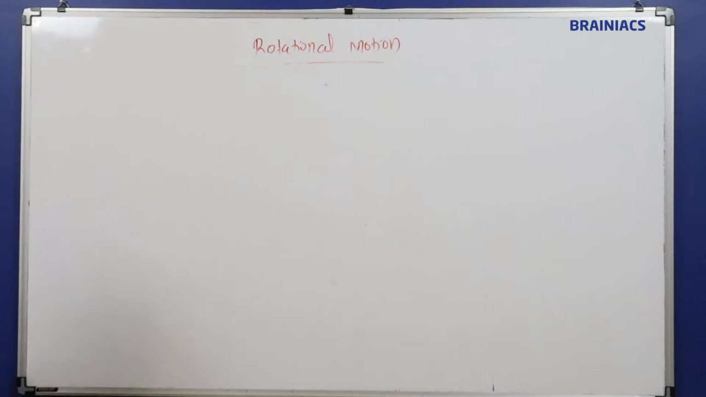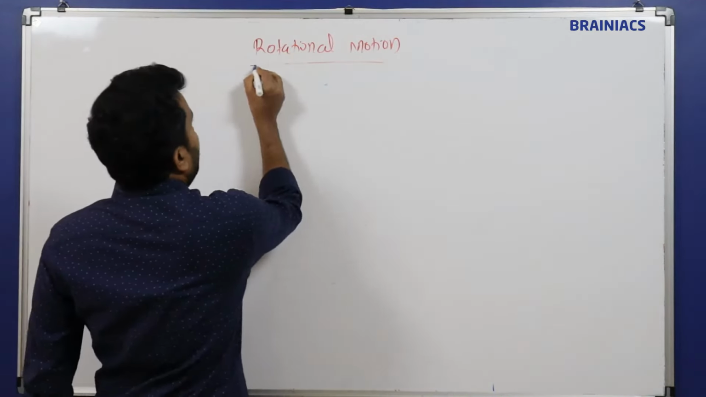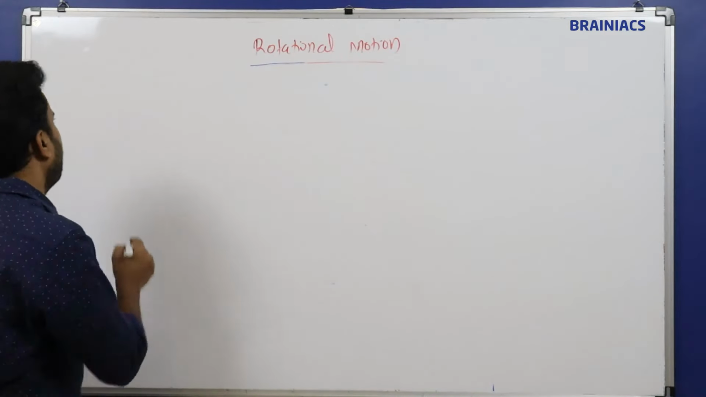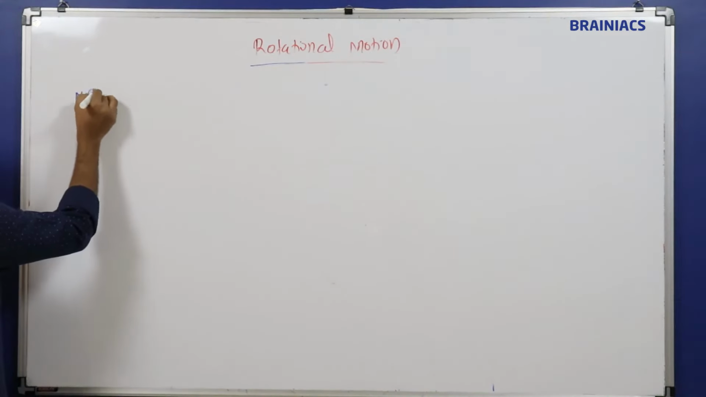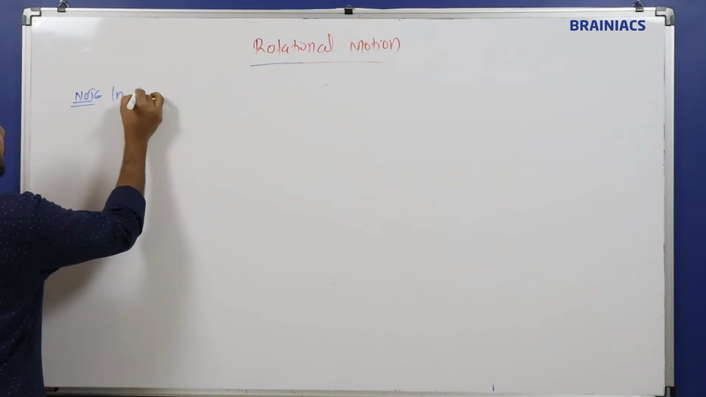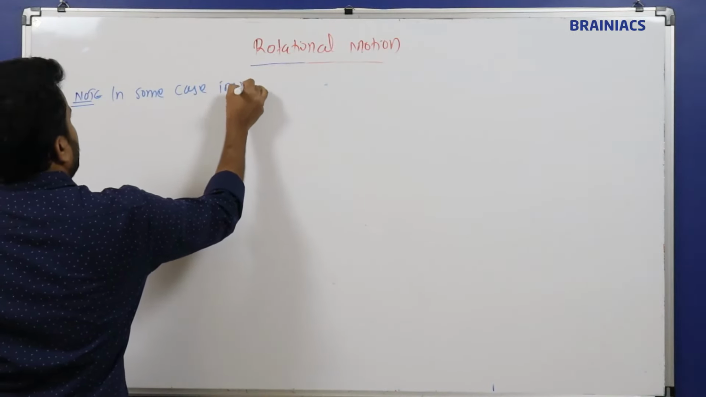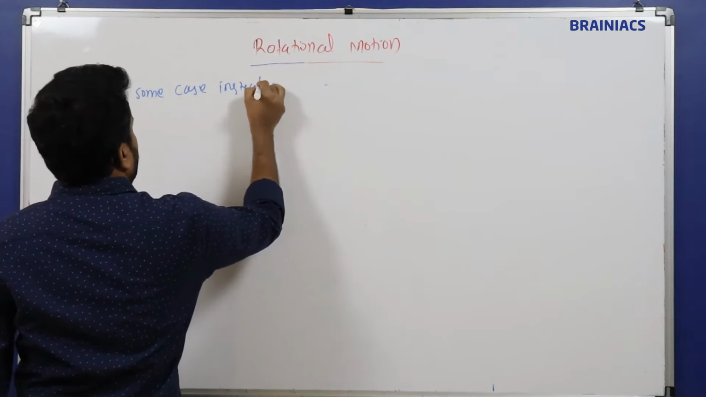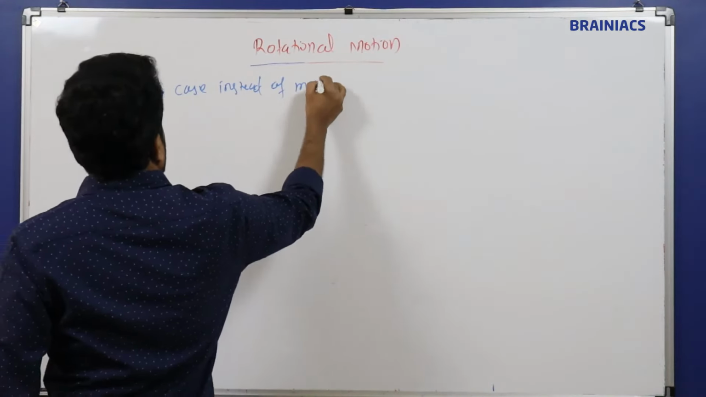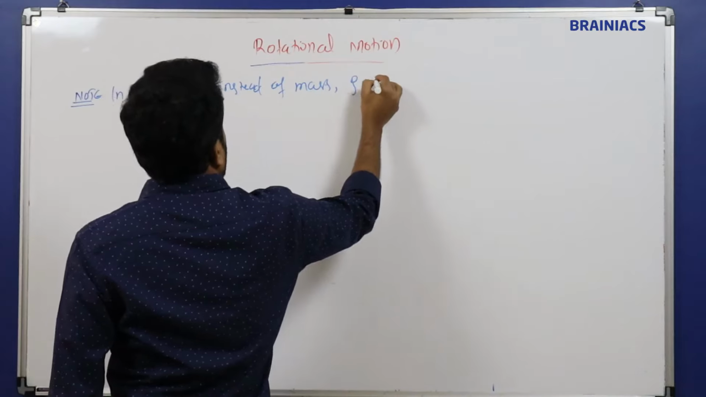Some cases they will give you in terms of density. Now it is given as mass. So just make a note: in some cases, instead of mass, rho is given.